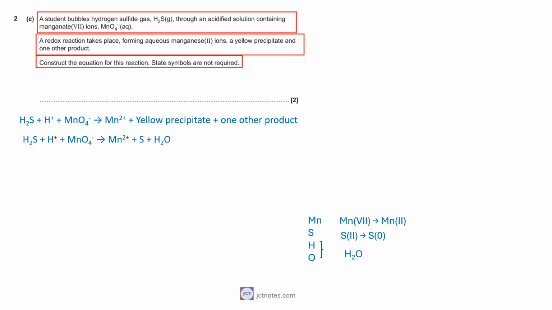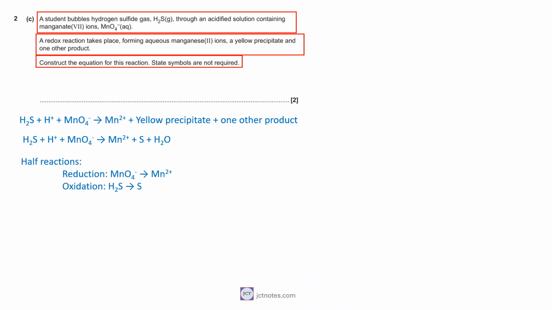We start with the half reactions. Reduction, permanganate to give manganese 2 plus. Oxidation, hydrogen sulfide to give sulfur. We balance the oxygens by adding water. In the reduction reaction, we have 4 oxygens as reactant. To equalize these, we add 4 molecules of water as product.